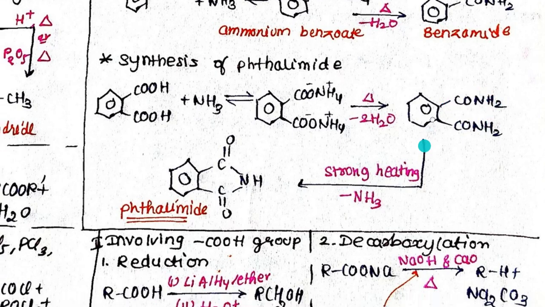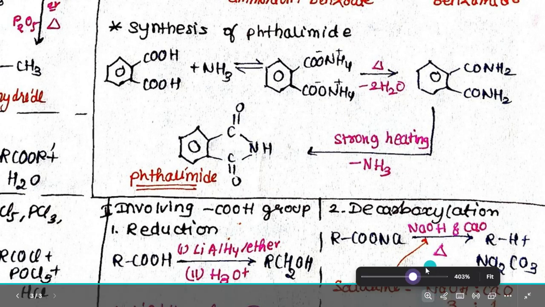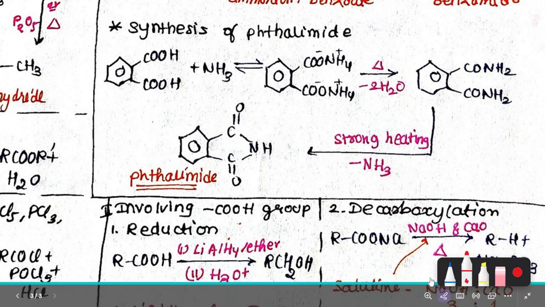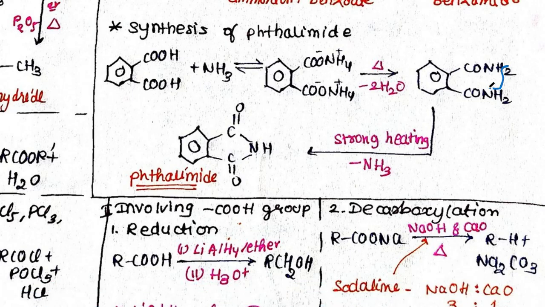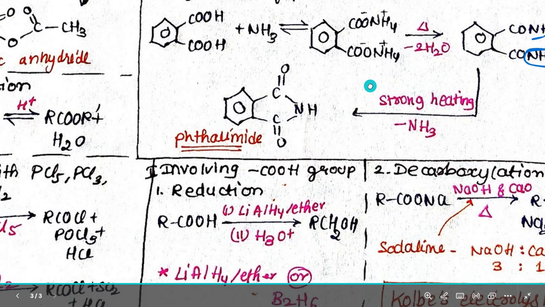CONH2 and CONH2, on strong heating and removal of NH3. So removal of NH3 as in like this, one we will remove from here and this we will remove like this. So what is left with us? We are remaining with this benzene group. Again COO, don't change, CO they don't change, only left group is NH bonded to both the carbons. So this is my phthalimide. This is again a super important reaction.